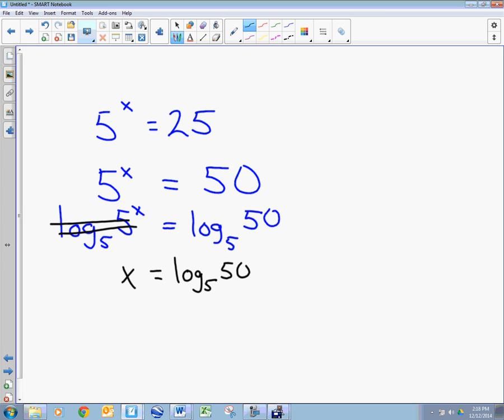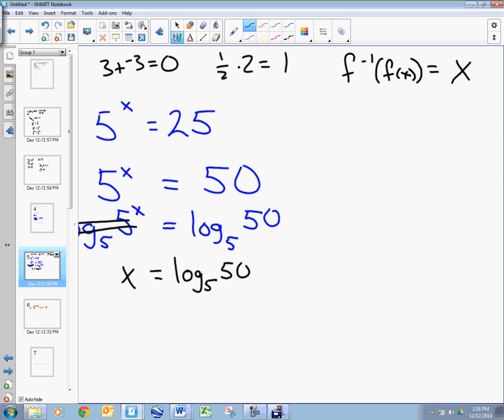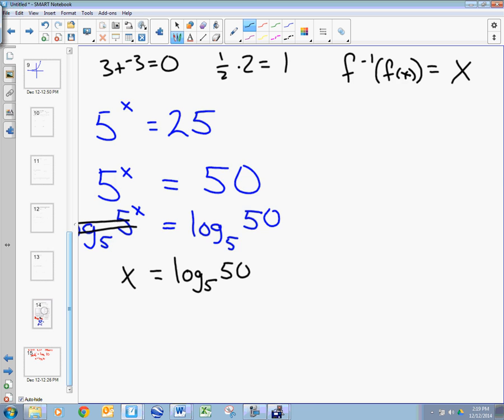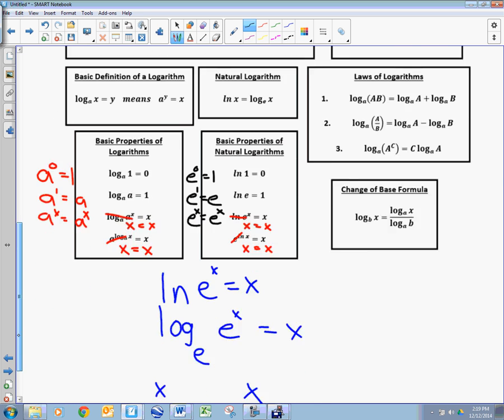What are inverses of each other? For example, 3 plus negative 3 gives us 0, those are additive inverses. 1/2 times 2 gives us 1, those are multiplicative inverses. F inverse of f of x, do you remember what that is? x. Those are composition inverses. Inverses make things go away. So if that's the case, flip over to your very last sheet.